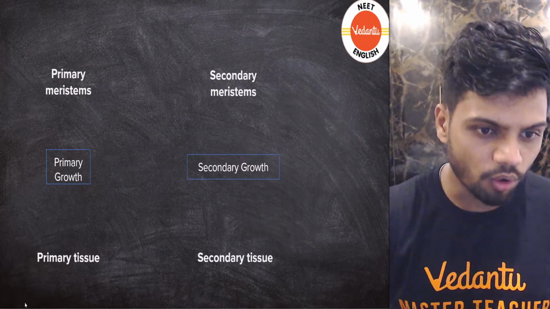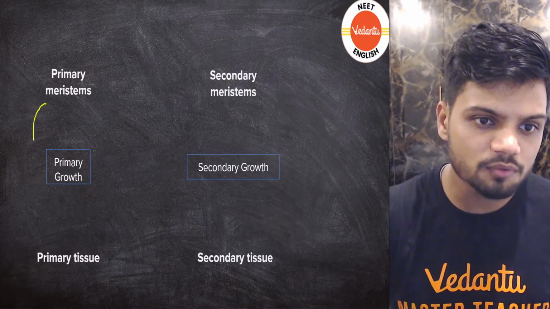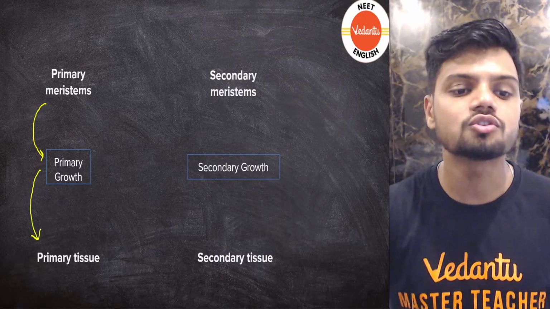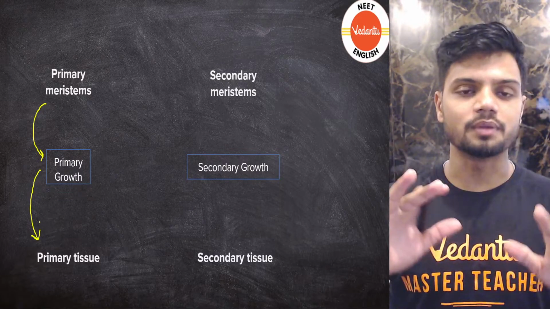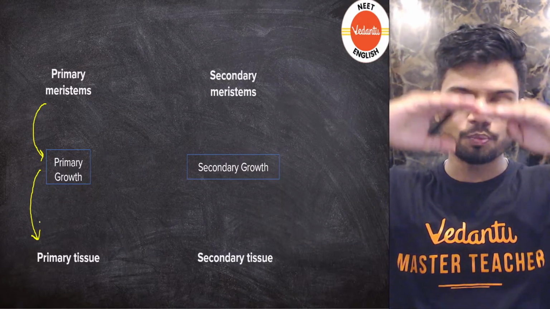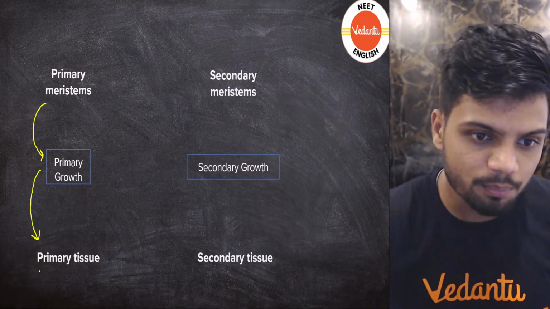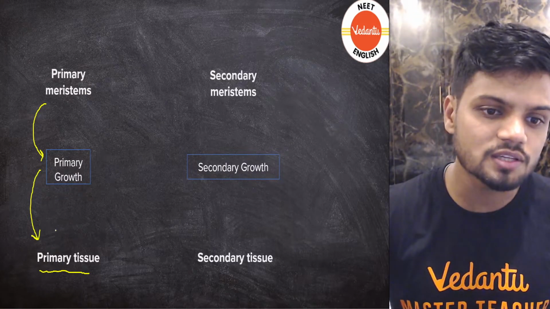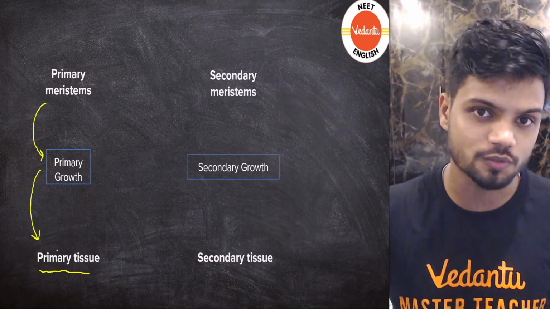Always remember, a primary meristem is responsible for primary growth, and it will always produce primary tissue. So the flow is very simple. Primary meristem to primary growth. Primary growth is because of primary tissue. Always remember, primary meristem will give rise to primary tissues, primary permanent tissues.